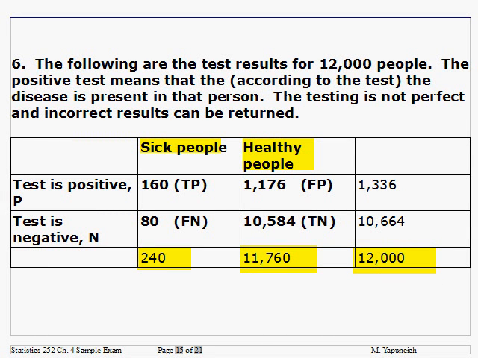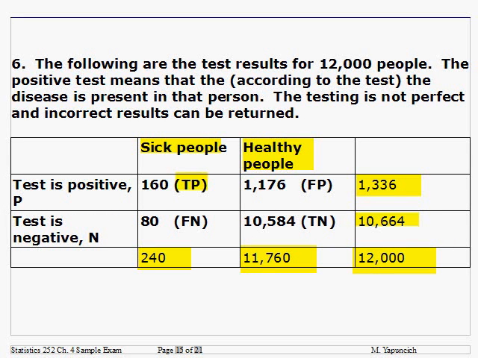They had a test. 36 of them came back positive. 10,664 came back negative, and then we just divide it according to the table. Remember, TP means true positive. A sick person getting a positive test, that's a true positive. They have the disease and the test says they have it.